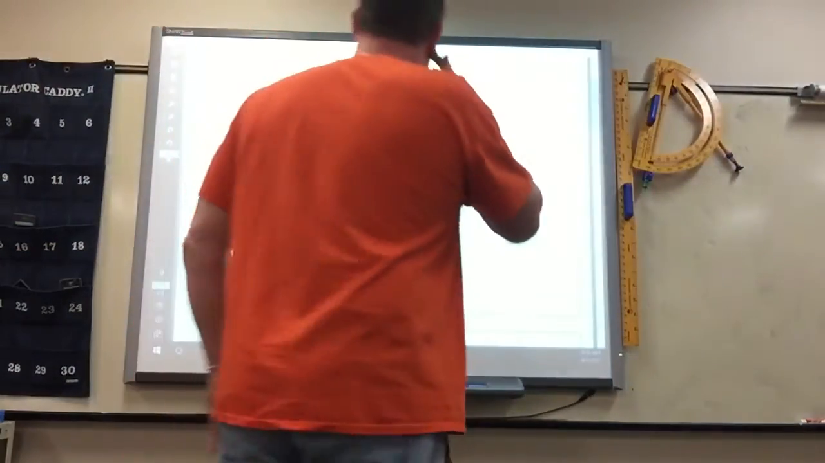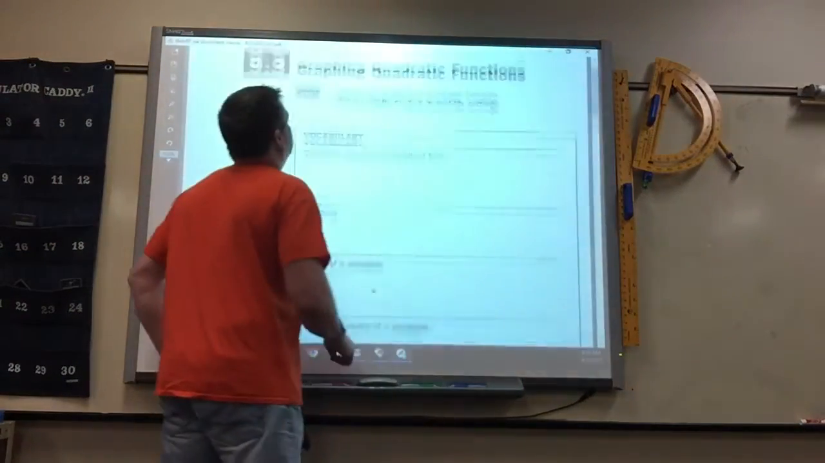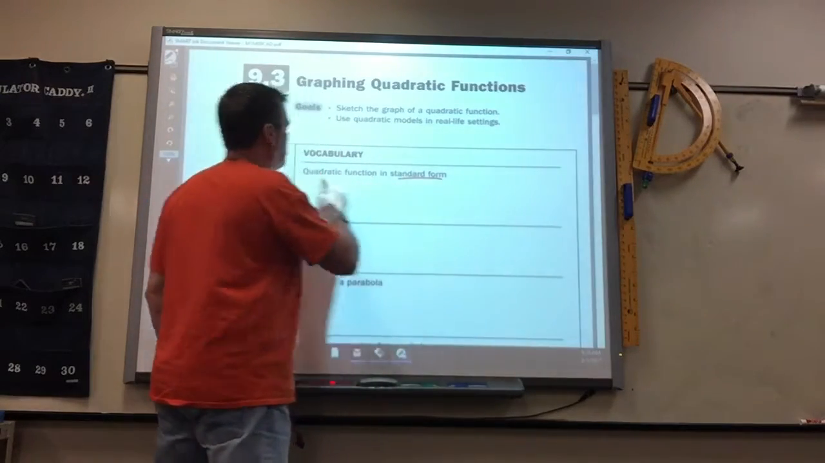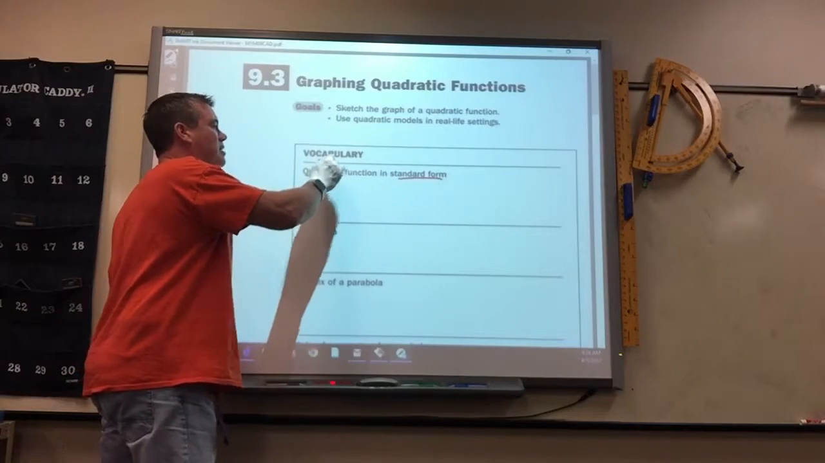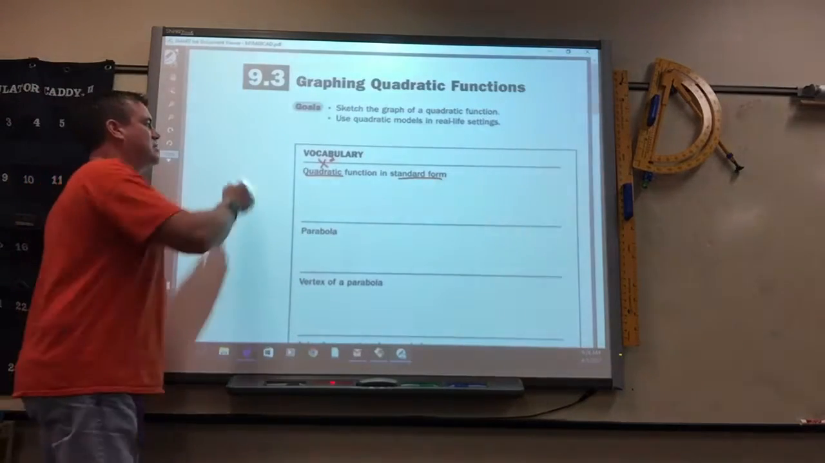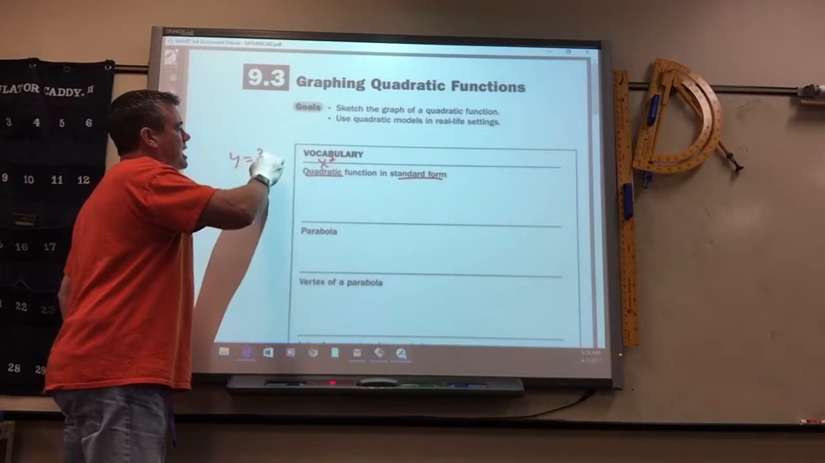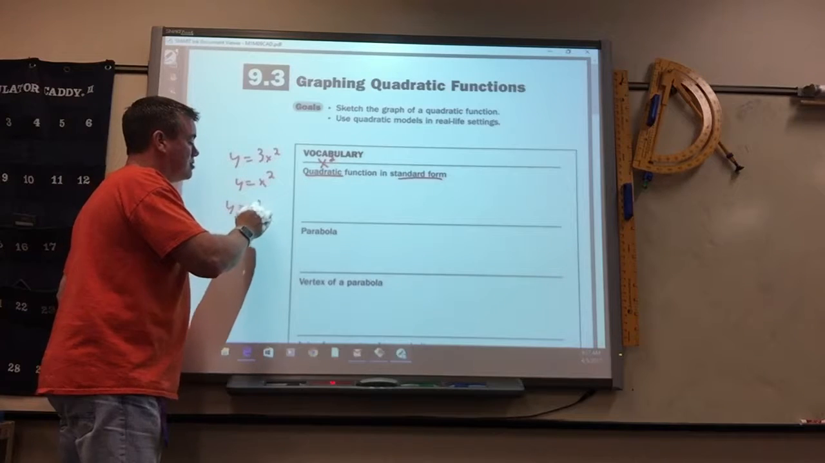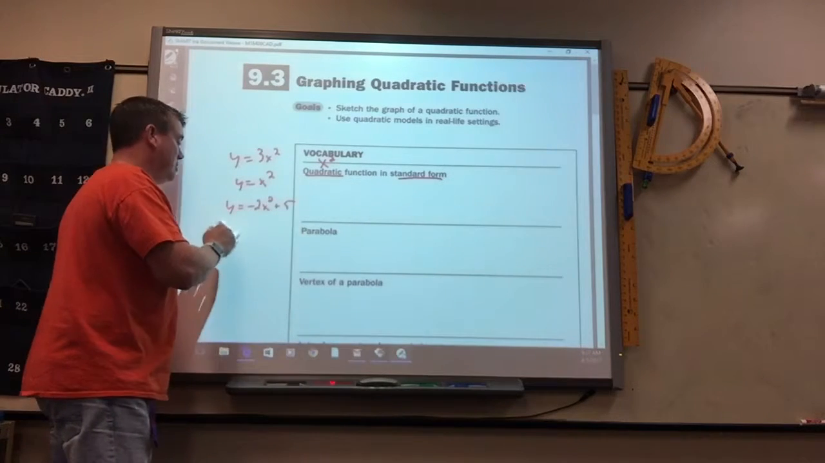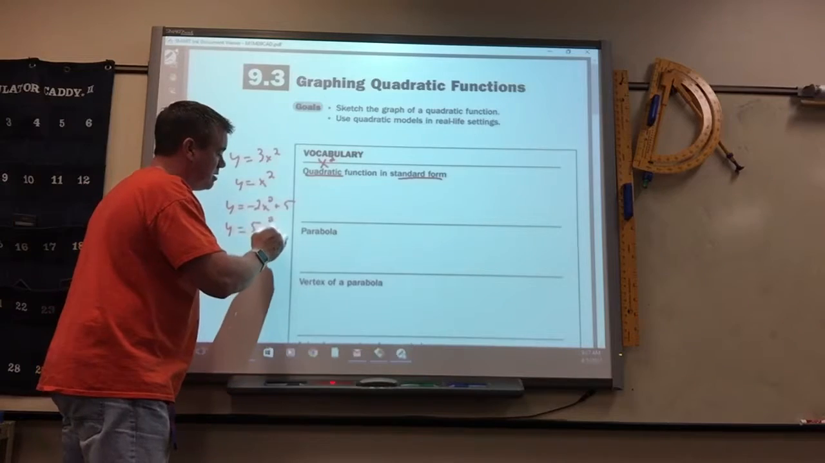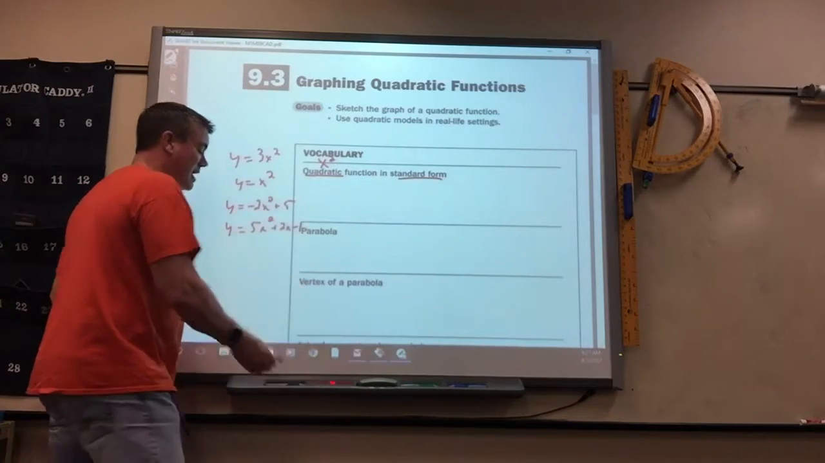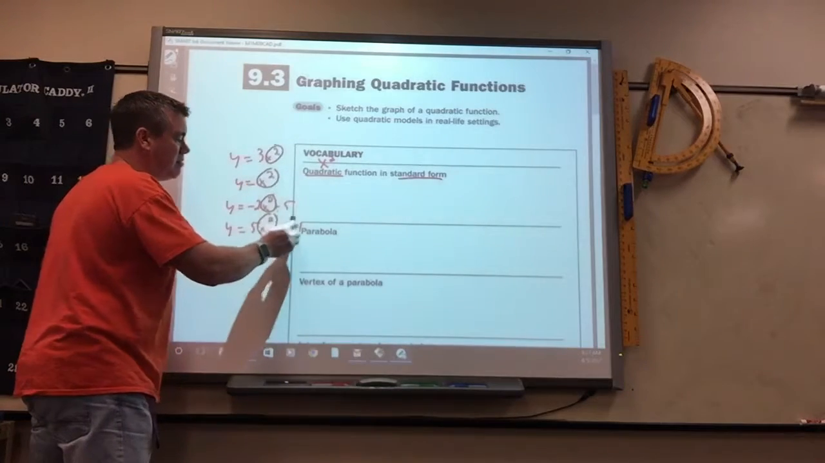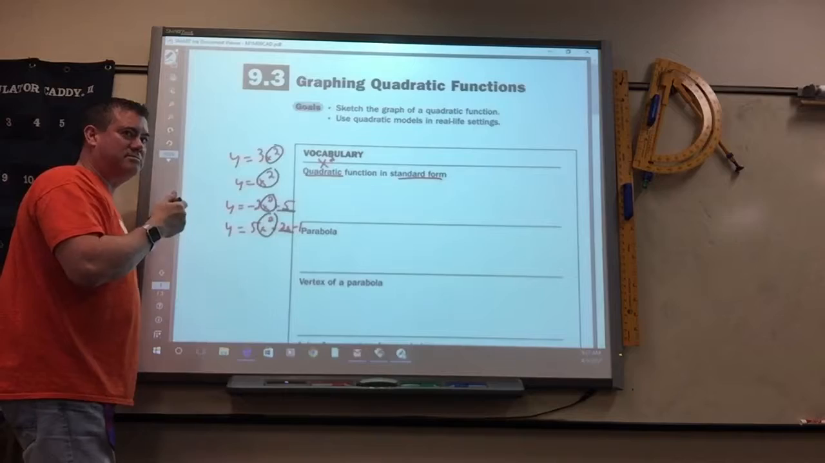The graphing quadratics again. So, the standard form of a quadratic. A quadratic is anything with an x squared in it. It can just be y equals 3x squared, or y equals x squared, y equals negative 2x squared plus 5, y equals 5x squared plus 2x minus 1, as long as it's got an x squared. It doesn't have to have a number or just a plain old x in it.